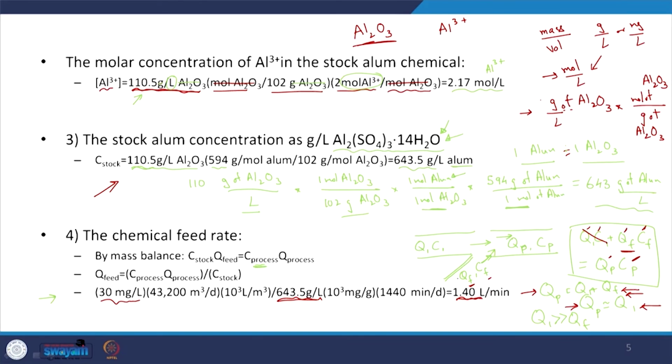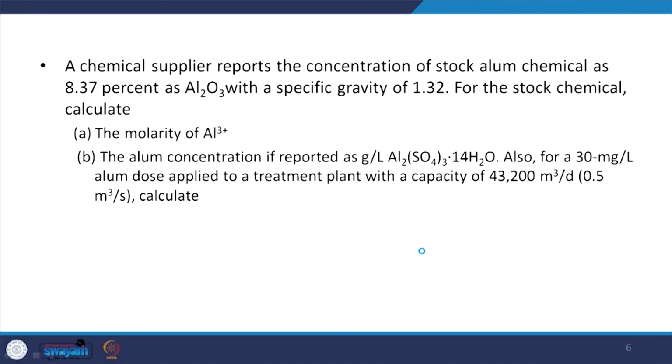If I want a concentration of 30 milligrams per liter of alum, which has a flow rate of 43,200 meter cube per day. So, for 43,200 meter cube per day, that is the relevant aspect, it is just mass balance here. Let us move on. So, we are done with this, this is just change in stoichiometry, same case here, and here it is just simple mass balance.